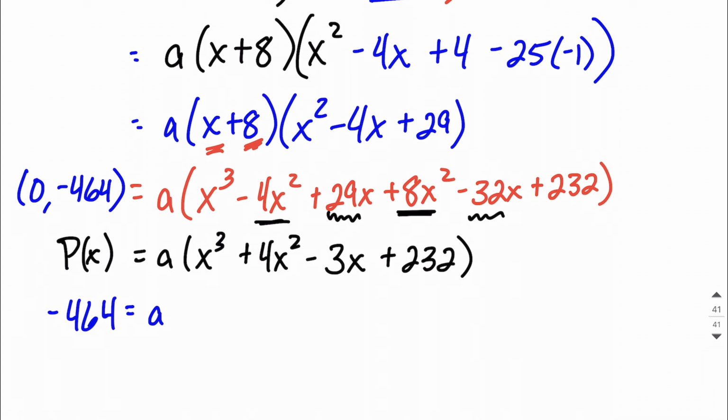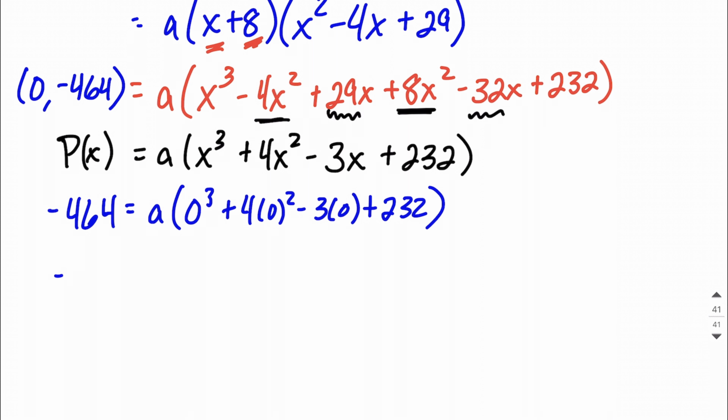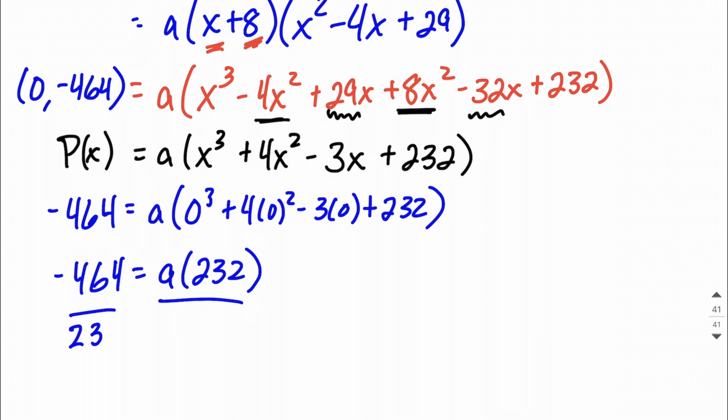So let's go ahead and fill this in. We're going to get 0 cubed plus 4 times 0 squared minus 3 times 0 plus 232. This is going to simplify down pretty nicely for us, where we get some zeros added and we get 232 overall on the inside here. To get a, we're simply going to divide both sides by 232. We're going to find that our value for a is going to be negative 2. That worked out pretty nicely.